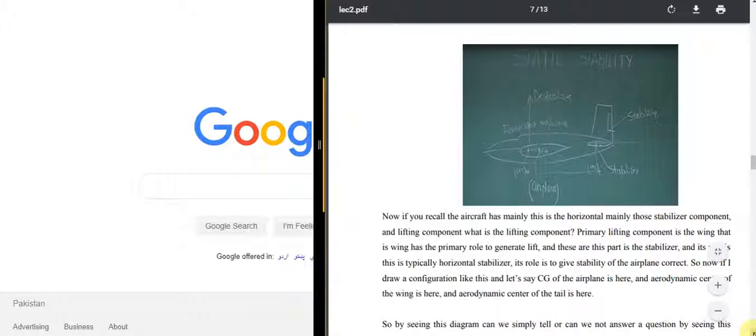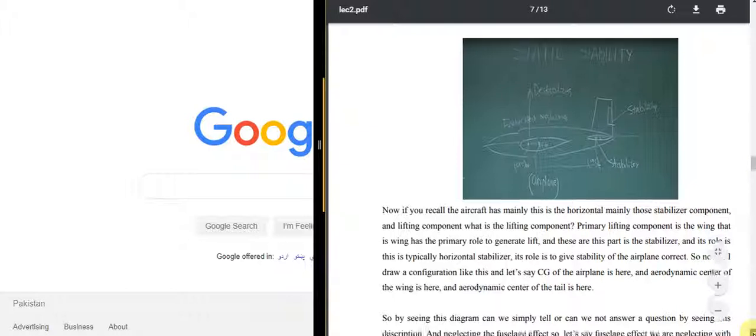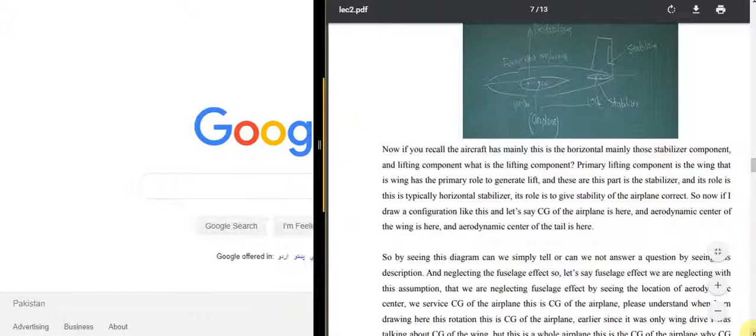Okay, now we call the aircraft mainly, this is the horizontal, mainly those stabilizer components. The stabilizer components are the horizontal and the vertical, and then there is the lifting component. The primary lifting component is the wing, which has the primary role to generate lift, and this part is the stabilizer, and its role is this. It's typically the horizontal stabilizer. Its role is to give stability to the airplane, correct?